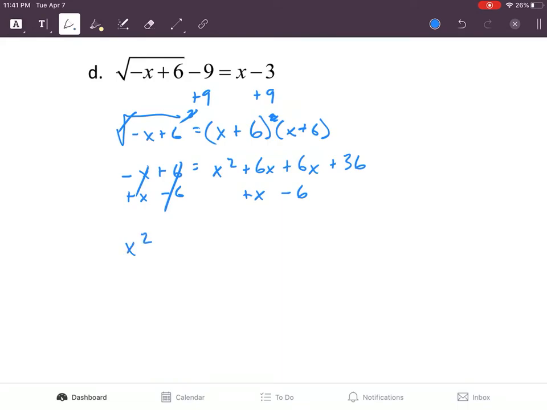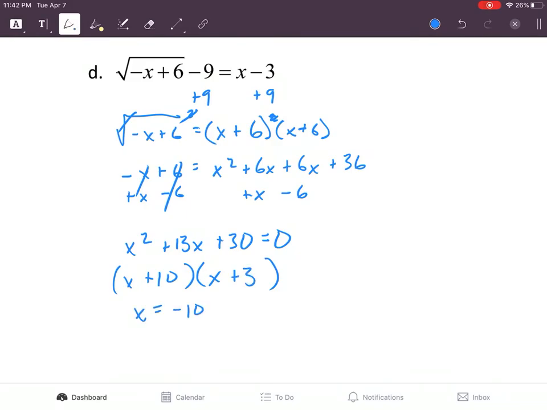So we're left with x squared plus 13x, since 6 plus 6 plus 1 is 13x. And 36 minus 6 is positive 30, equals 0. We can then factor this quadratic. Factors of 30 that equal 13 when you add them together are going to be positive 10 and positive 3. Solve them both for x, negative 10 and negative 3.